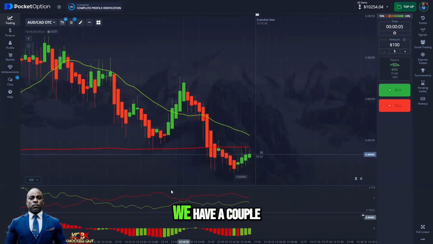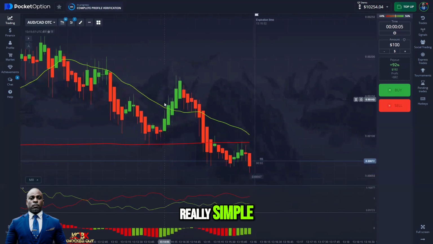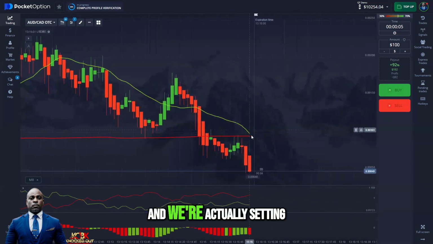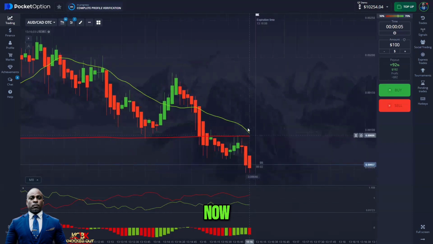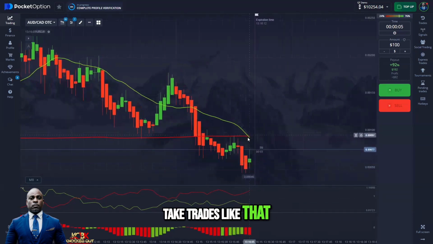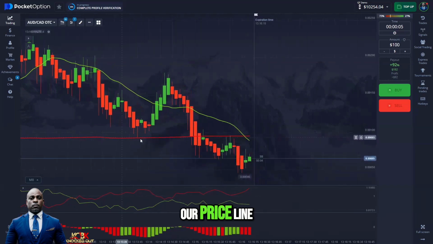So on this chart, we have a couple indicators. Now, these indicators are really, really simple. We have our green line. I like to call that my go line. And we're actually setting up for a trade here. Now, this is our signal line. So we're looking to take trades like that when it crosses the red line. The red line I like to call our price line.